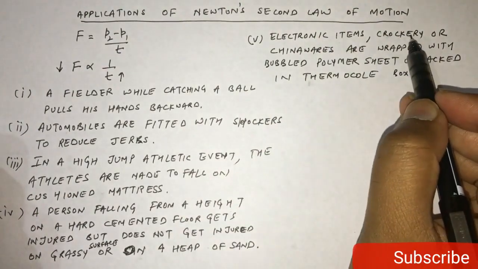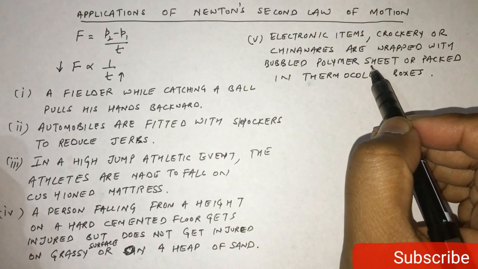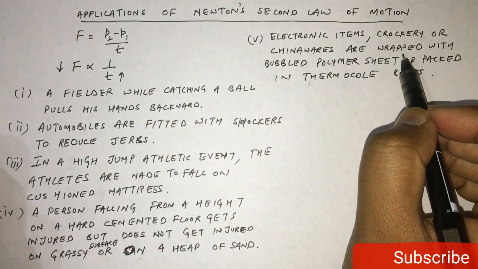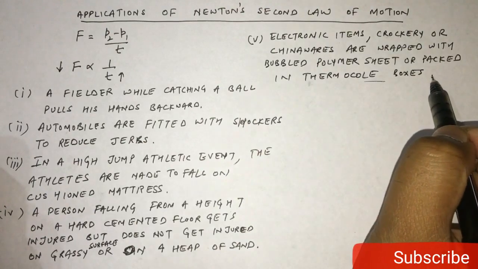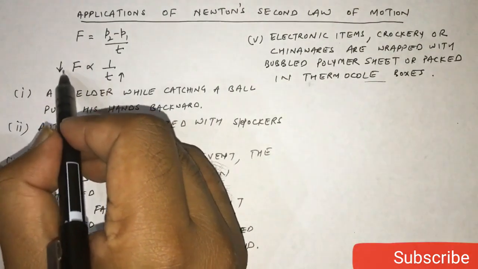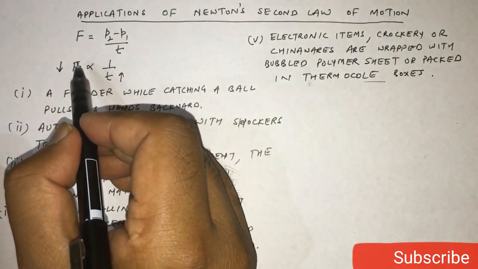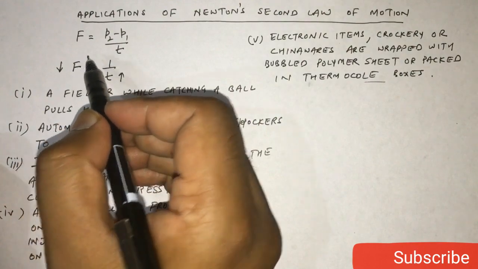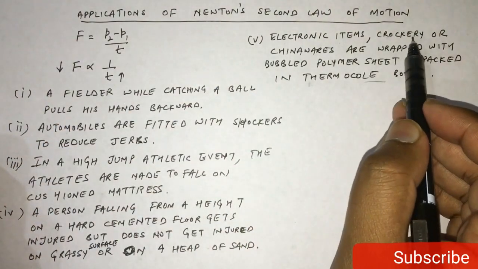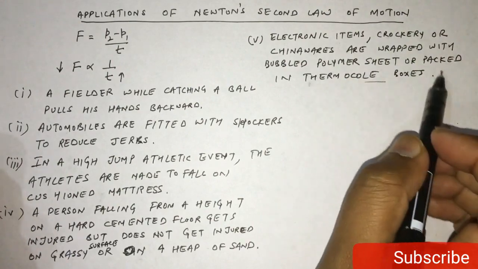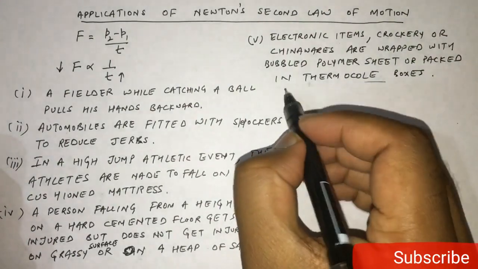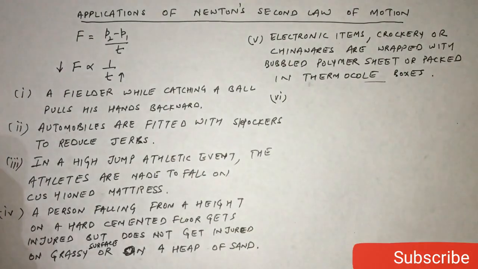If these items are mishandled, the time of impact increases due to the soft nature of thermocol boxes. As a result, the force of impact decreases. Due to this reason, the glasswares, crockery or the chinawares are packed in thermocol boxes. Clear? Now, the sixth application.